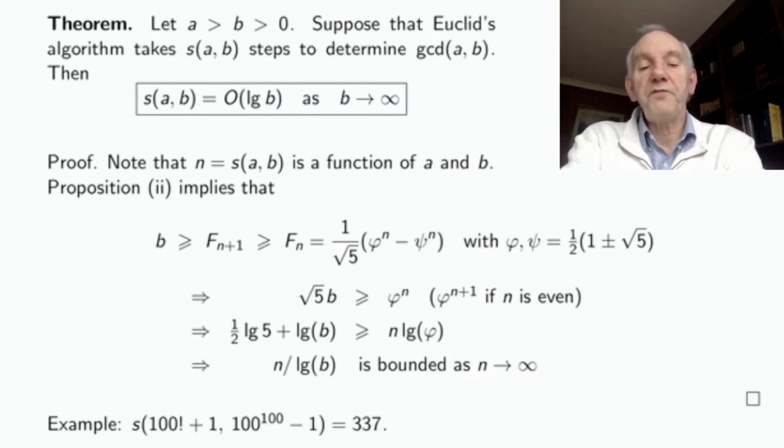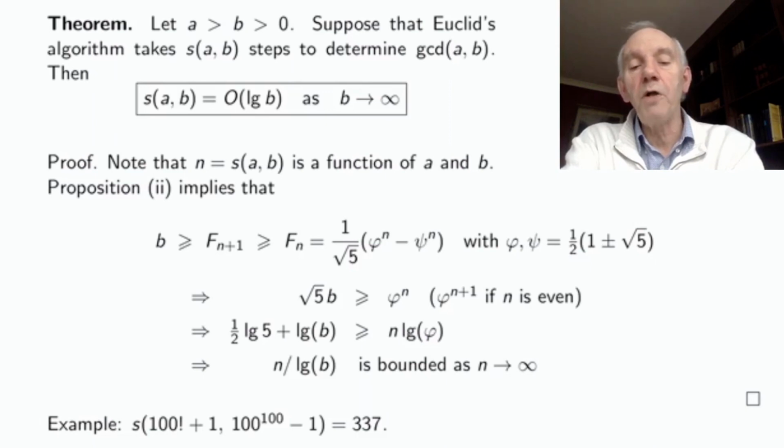And so I'll finish with one example of that, in fact my favourite example. If you ask Euclid's algorithm to work out the greatest common divisor of 100 factorial plus 1 and 100 to the power 100 minus 1, I think the greatest common divisor is 101 actually. But in any case, of course these numbers are huge, but it does that in only 337 steps. Okay, and it's an illustration of the usefulness, the power really, of Euclid's algorithm.